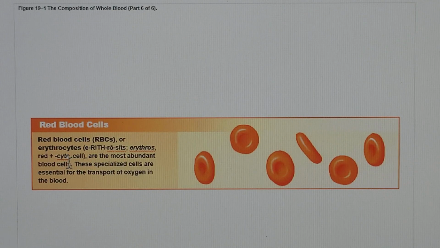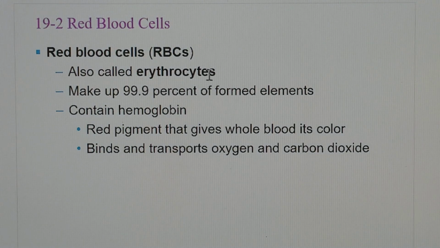Red blood cells, erythrocytes, eryth being red, are the most abundant blood cells. Again, we saw that was 99.9% of the formed elements. These specialized cells are essential for the transport of oxygen in the blood. They contain hemoglobin. Hemoglobin provides a red pigment that gives whole blood its color, and binds and transports oxygen and carbon dioxide.